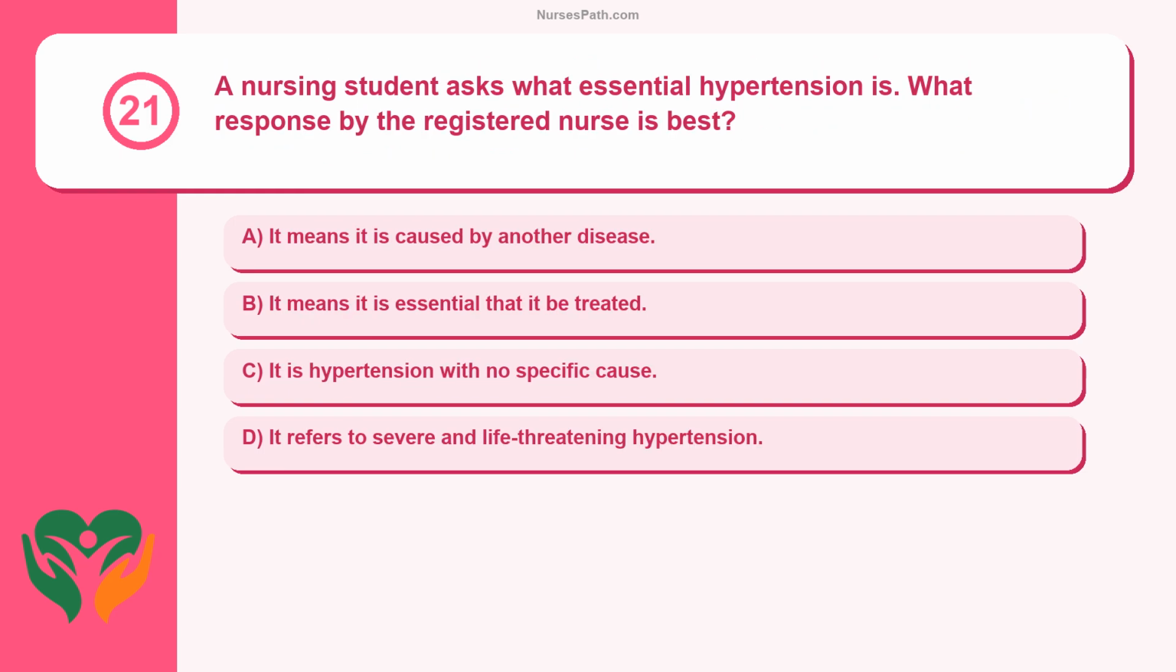Question 21. A nursing student asks what essential hypertension is. What response by the registered nurse is best? A. It means it is caused by another disease. B. It means it is essential that it be treated. C. It is hypertension with no specific cause. D. It refers to severe and life-threatening hypertension.